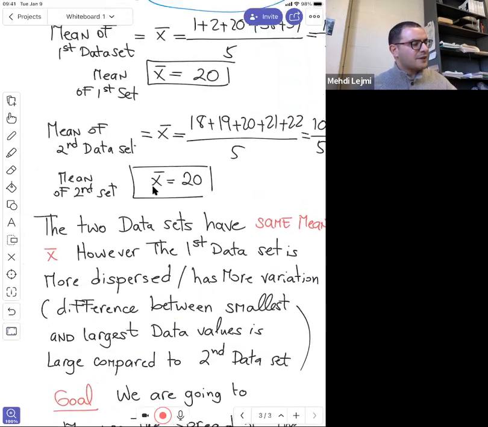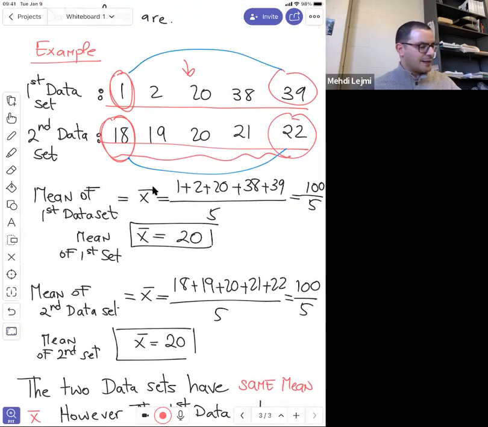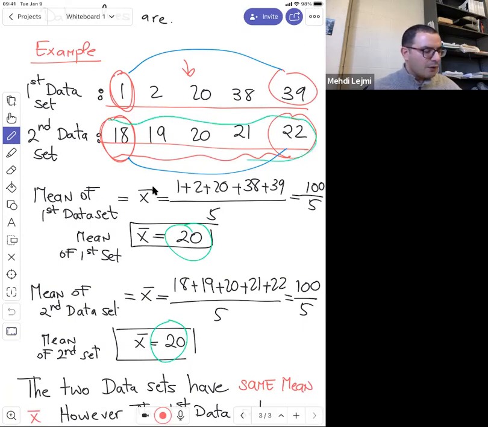So let me just say here, guys, this is a good example because the mean for both data sets is 20, right? If you take the second set, you have 18, 19, 20, 21, 22. All the data values in the second set are very close to 20, right? If you take 18, compared to 20, it's not that far. The difference between 18 and 20 is just 2. So the data values in the second set are very close to the mean.